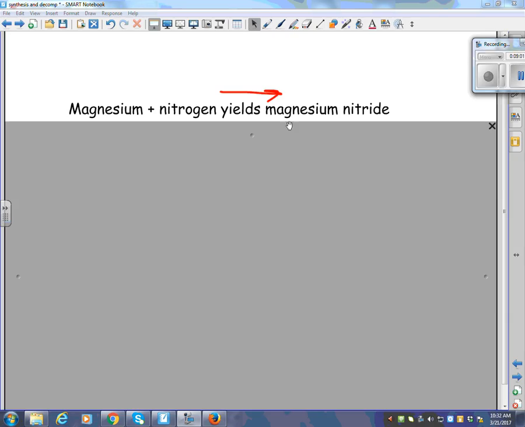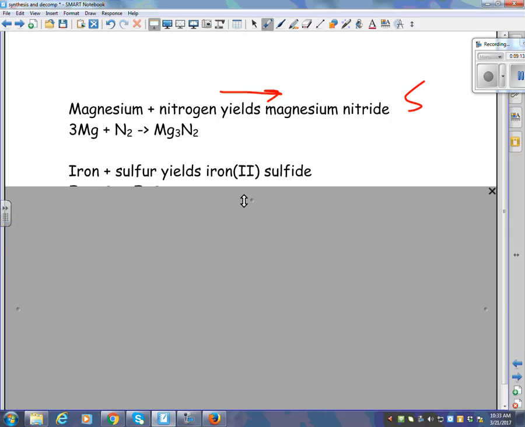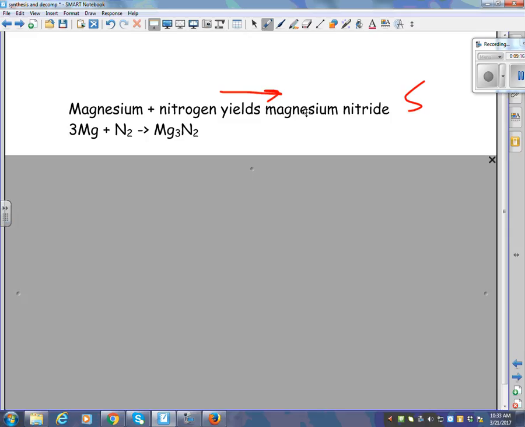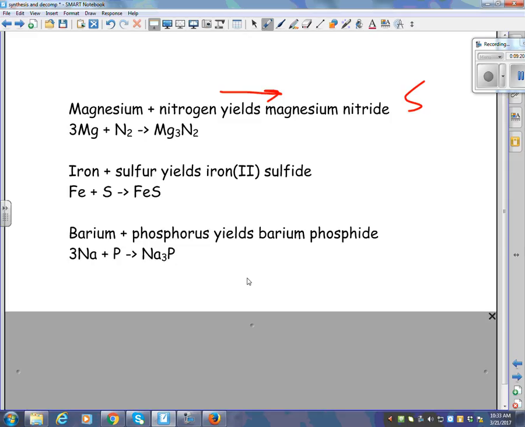Okay, so how many things on the left, Tiffany? 2, right? We got magnesium plus nitrogen gives us magnesium nitride. That is synthesis. All I really care about today is whether you can identify them as synthesis or not. Is this one synthesis? Iron plus sulfur yields iron 2 sulfide? Yeah. How come? 2 things on the left, 1 thing on the right. Barium plus phosphorus yields barium phosphide. Synthesis, 2 things on the left, 1 thing on the right. Putting together, that's the big idea.